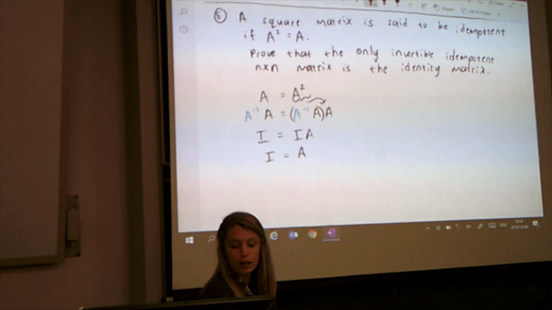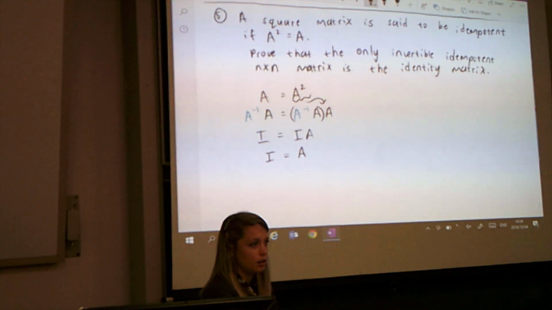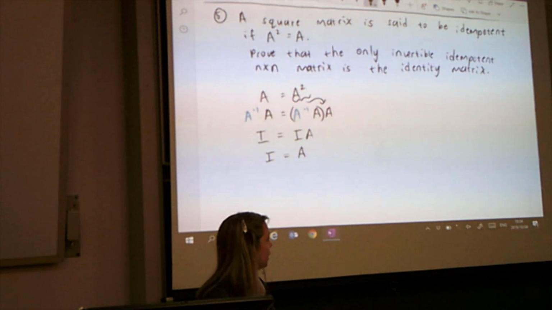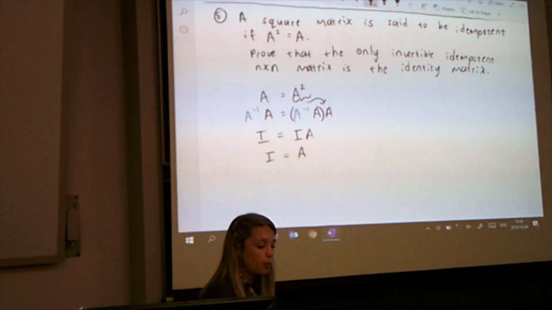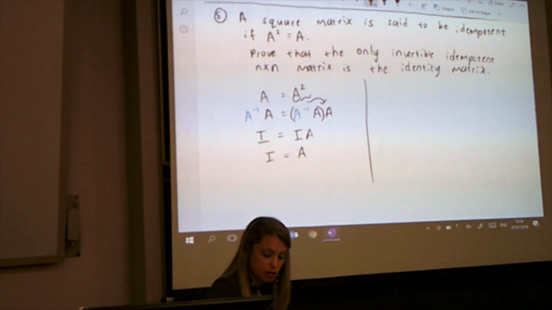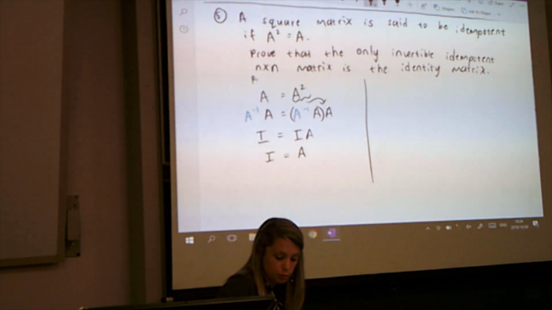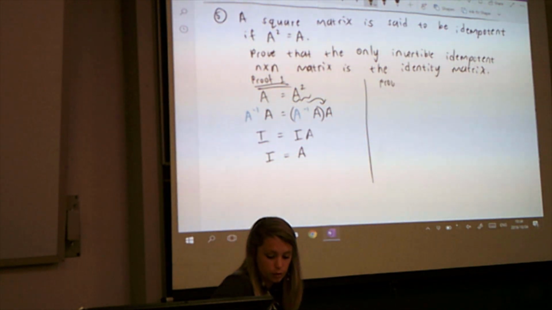Sometimes these proofs seem so straightforward. It doesn't even make sense that it's that easy. You feel like it should be complicated. You guys get the steps there? All I did was multiply both sides by A's inverse. That's all I did, and that proved it. Another way is, so this is proof 1, proof 2.